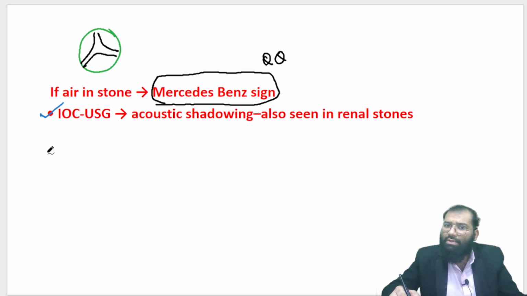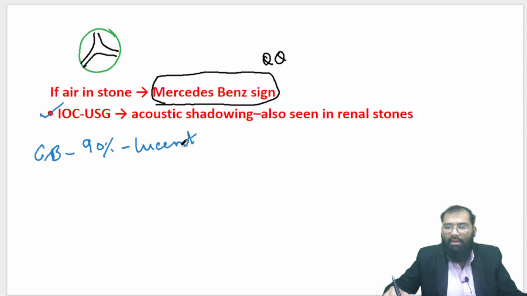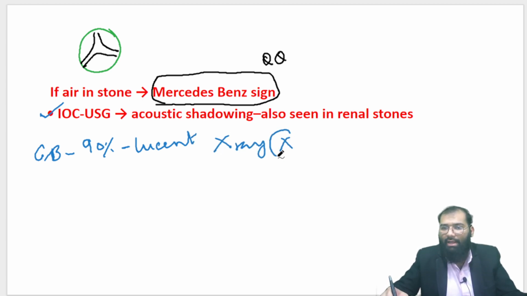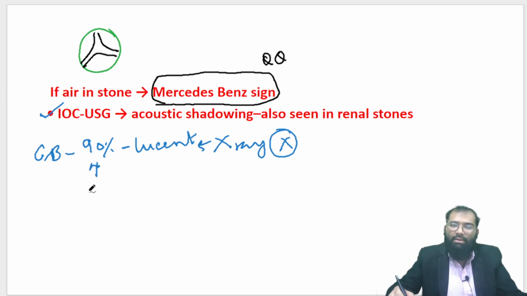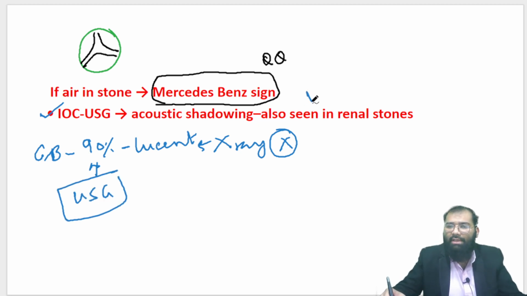Now when it comes to GB calculi, we already know that 90% of them are radiolucent. So if they are lucent, that means you cannot diagnose them on X-ray. X-ray is a bad modality for diagnosing. So in all of these cases, the investigation of choice is ultrasound. So very important, the second statement is a VIP statement.